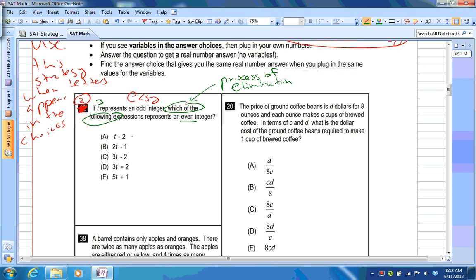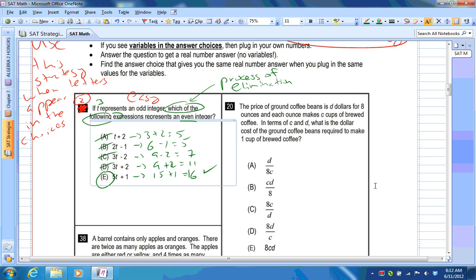So if I plug in 3 for t, we have 3 plus 2, which is 5. Is that even? Nope. Plug in 3 for t, I get 6 minus 1, which is 5. Is that even? Nope. Plug in 3 for t, I get 9 minus 2, which is 7. Even? Nope. Plug in 3 for t, I get 9 plus 2, 11. Nope. Plug in 3 for t, I get 15 plus 1, which is 16. Bingo. That is it. So the answer is E. I think that would be pretty obvious. I think most people just know to plug in a number for t and just work it out.